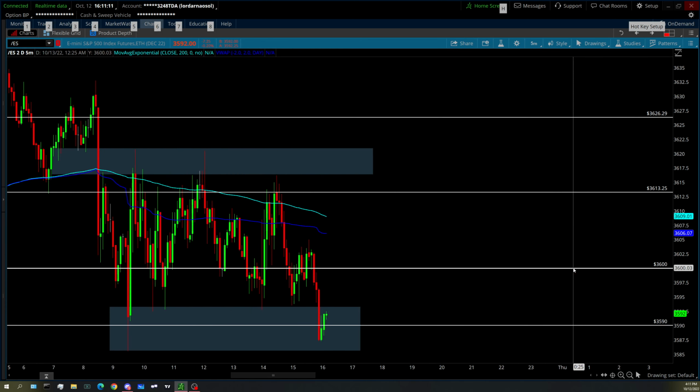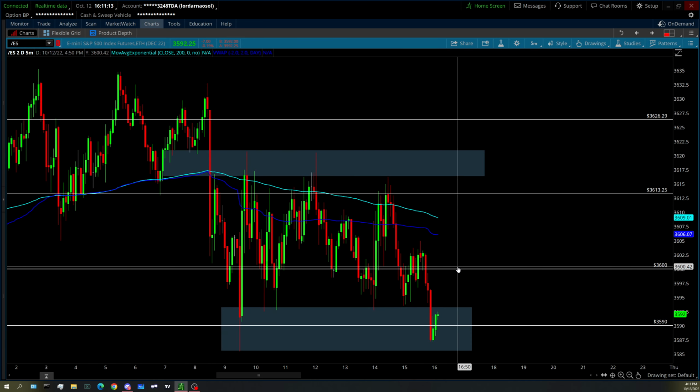We should always be careful on FOMC days, especially when CPI is the day after. Usually CPI comes out on Wednesday, and today we only had FOMC, and it's just the minutes, not the actual full-blown meeting. And then tomorrow's CPI data.